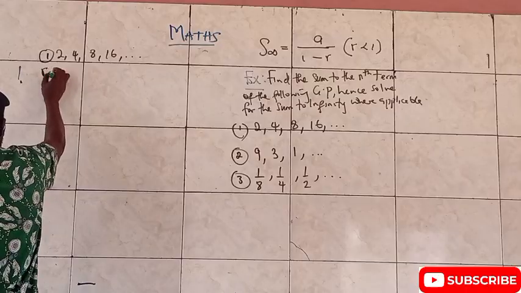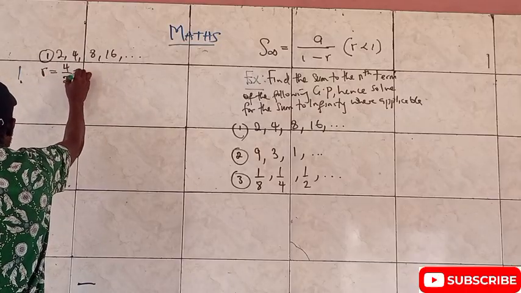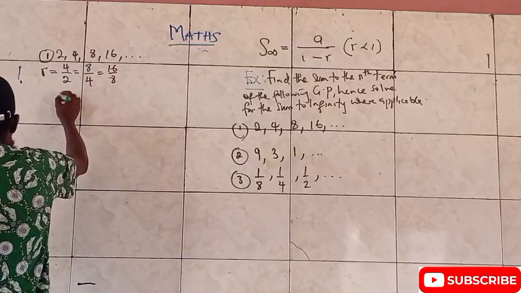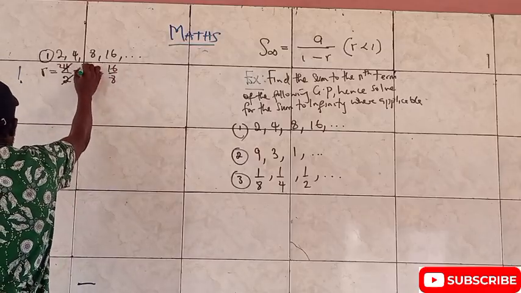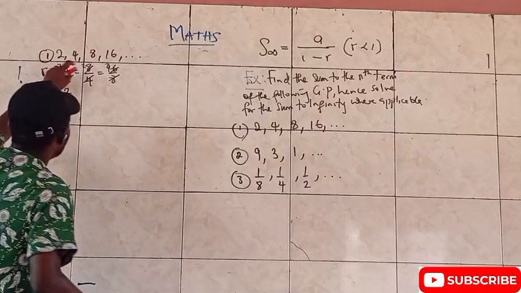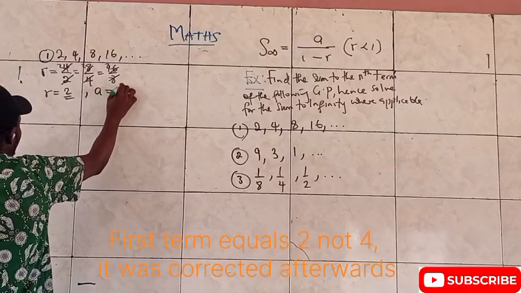Now, first things first, what is my common ratio? U2 over U1. You should understand the drill by now from our past videos. 8 over 4, 16 over 8. So my common ratio is simply equal to what? 2, 2, 2. So simply 2. And what's my first term? My first term is 2.